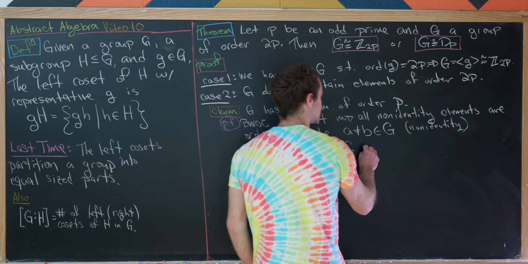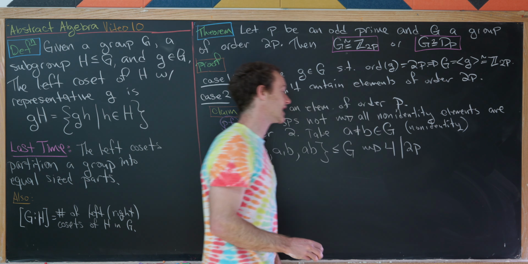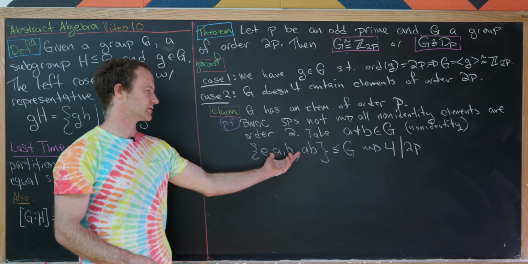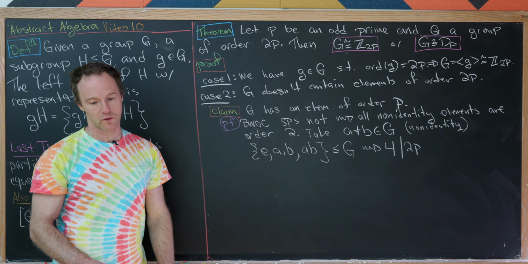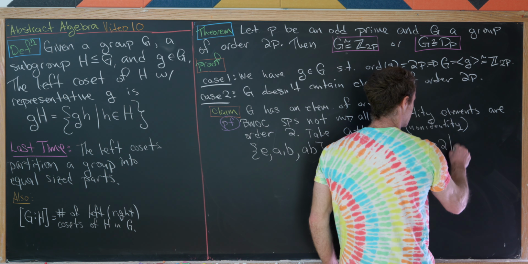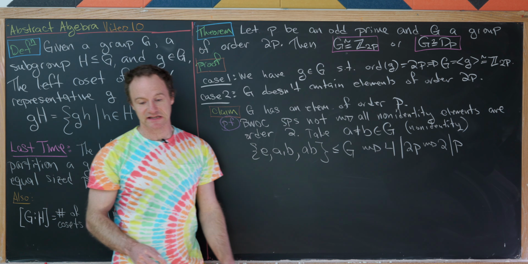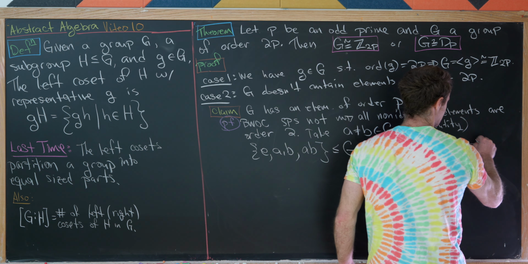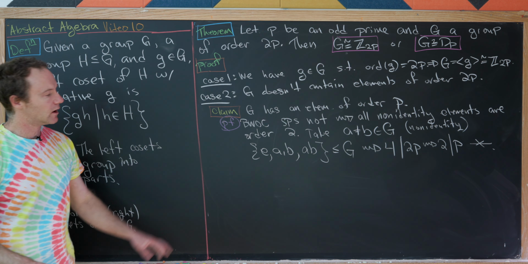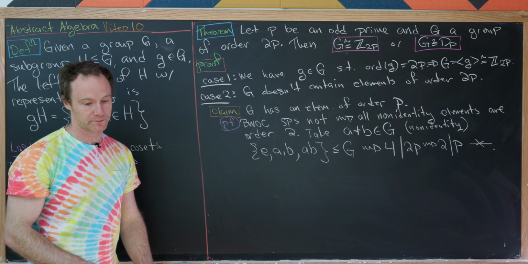Okay, but now let's note that this means that the number 4 divides 2 times p. That's because the order of a subgroup always divides the order of a group. This is order 4, so that must divide the order of the whole group 2p. Oh, but that means that the number 2 divides p. But if 2 divides p, that means that p is even, but that's a contradiction because up here we assumed that p was an odd prime. Okay, so that means that we indeed have an element of order p.